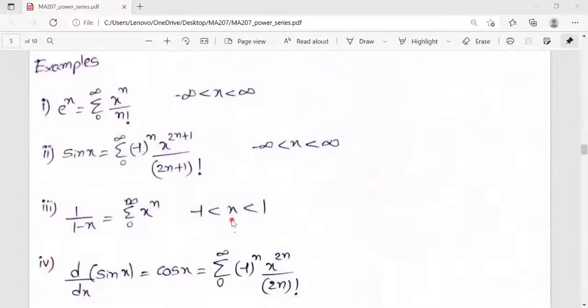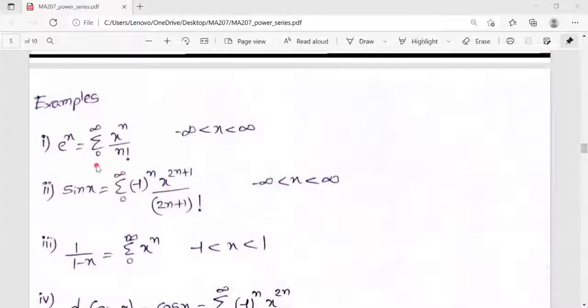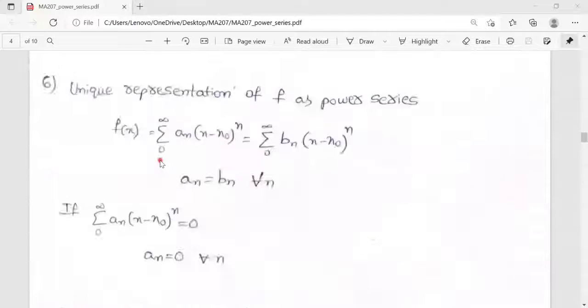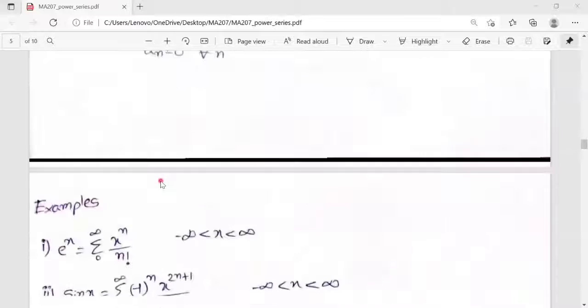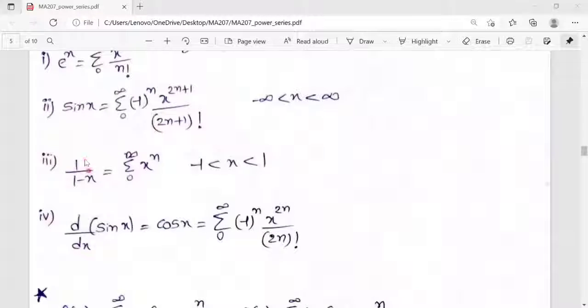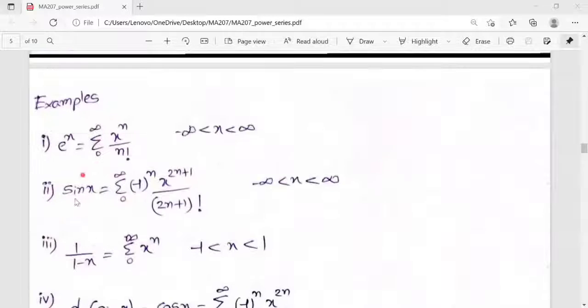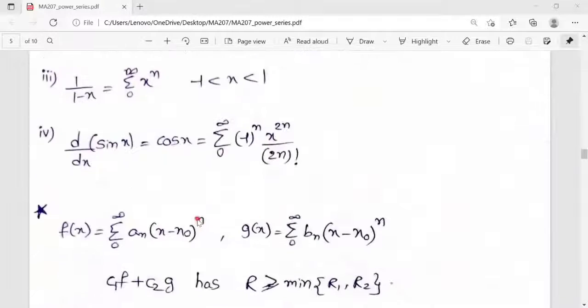Now some important power series examples. e to the power x, the exponential, has this power series, and we can find the coefficients by using the above formula. The second is sin x, then 1 by 1 minus x, and cos x, which we can find by differentiating on both sides.